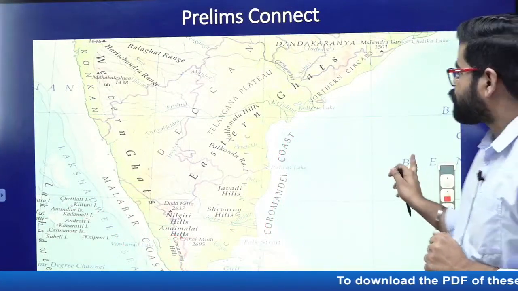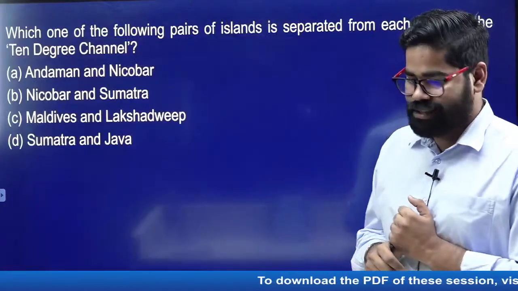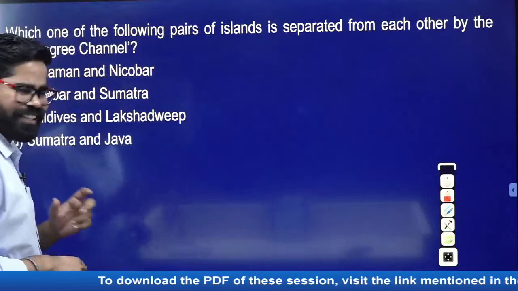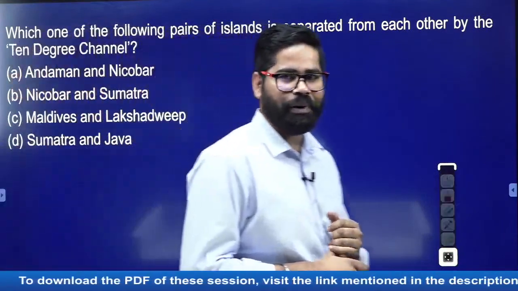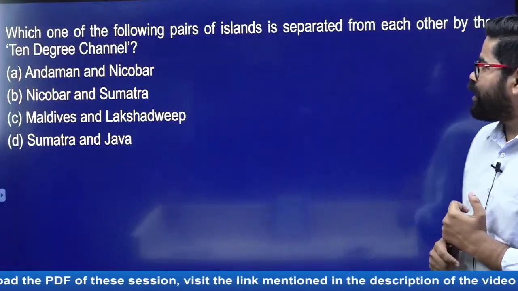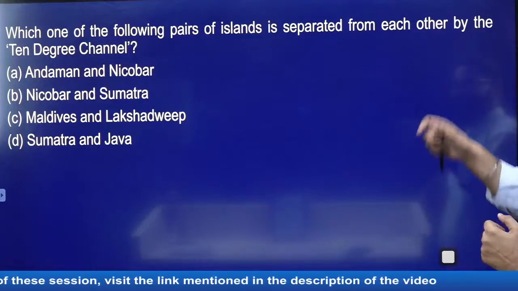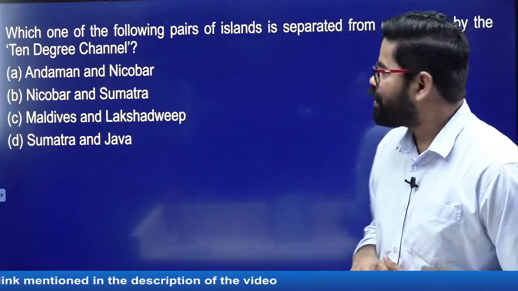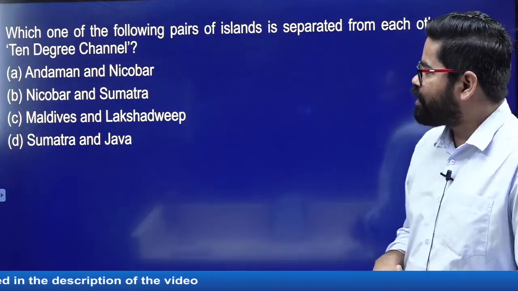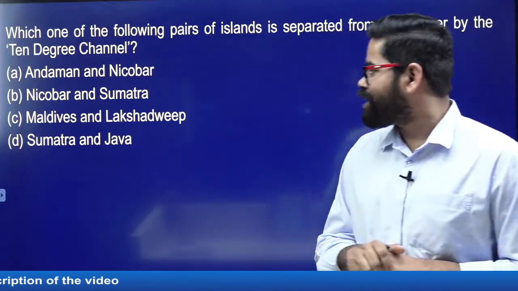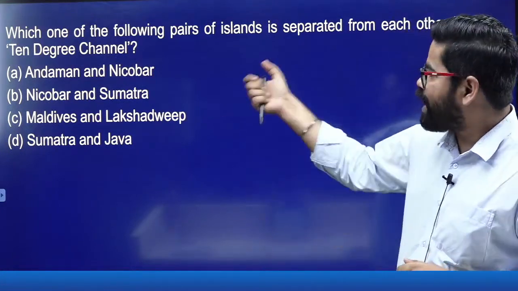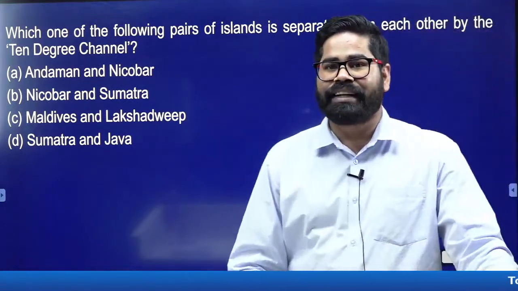Now just see this, one more question on the basis of islands. And this is a very easy one. I think all of you know about it. Which one of the following pairs of islands is separated from each other by the 10-degree channel? You have Andaman and Nicobar, Nicobar and Sumatra, Maldives and Lakshadweep, and Sumatra and Java. So which of these islands are separated by the 10-degree channel?